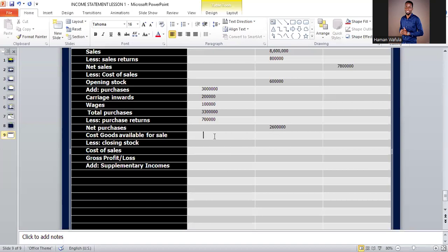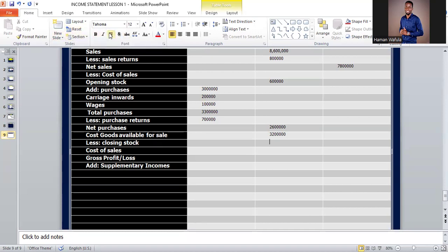Goods available for sale. After getting our net purchases, if we add net purchases plus opening stock, we get the value of goods available for sale. Which will be 2.6 million plus 600,000 opening stock. We have 3.2 million. That is goods available for sale. And we are going to subtract our closing stock so that we can have our cost of sales.